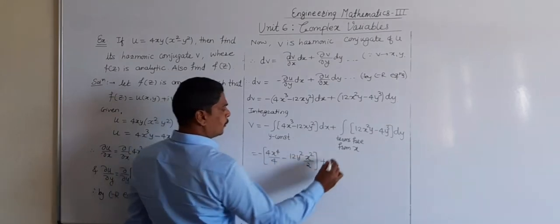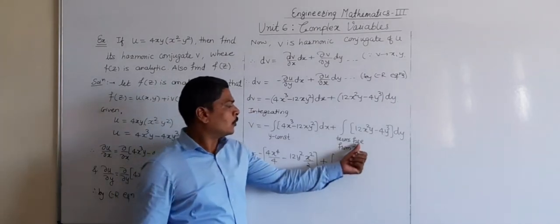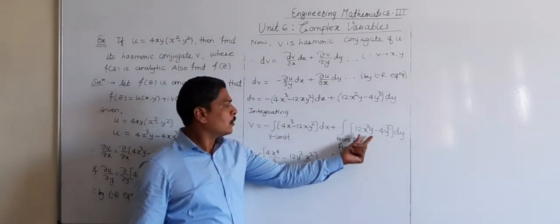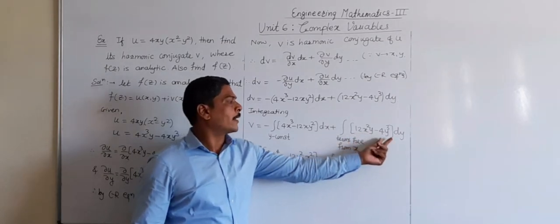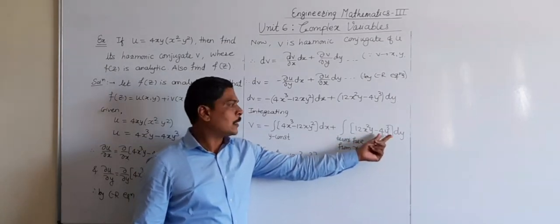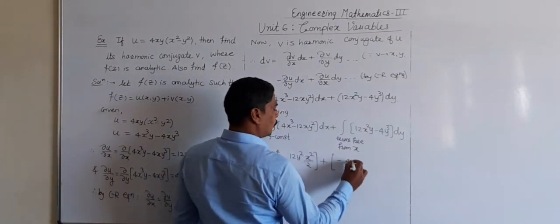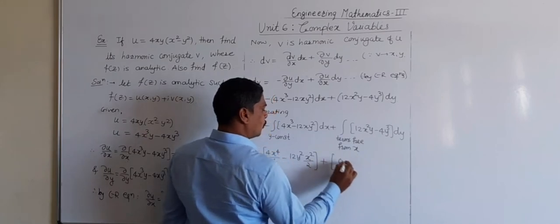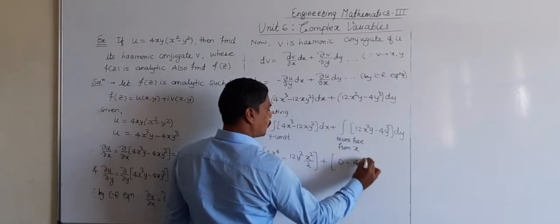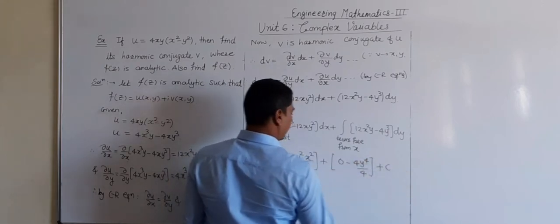Then plus sign. So here we integrate those terms which are free from x. In the first term x is present, so eliminate this term. In the second term x is absent, so just integrate this second term. So we get minus 4 into y cube. Sorry, I will write this as 0 minus 4 into y raised to 4 upon 4. Okay, plus the constant of integral is c.